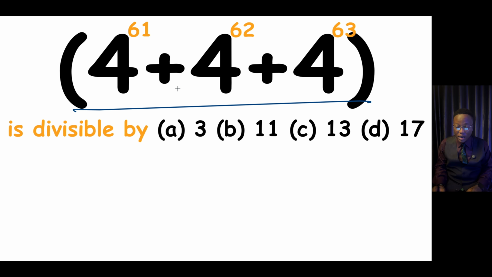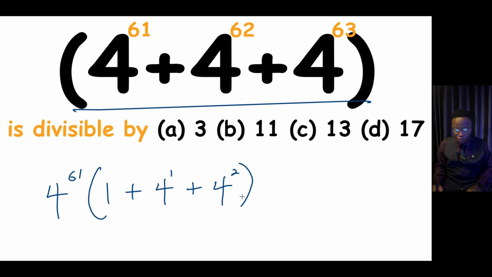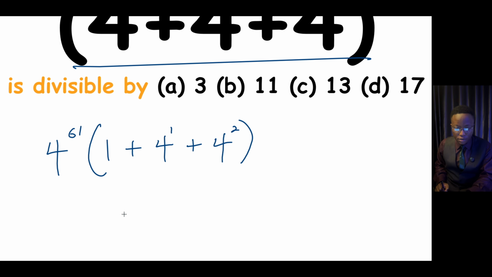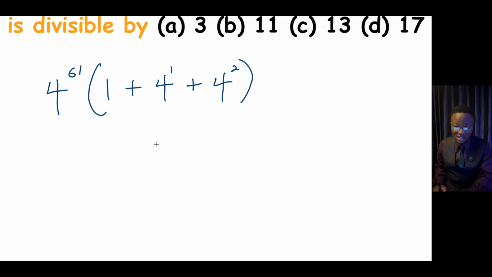The highest common factor in the bracket is 4 raised to the power 61. So we're going to say 4 raised to the power 61 into what's left here, 1 plus 4 raised to the power 1, you can have it there, plus 4 raised to the power 2. You know your indices says that 4 raised to the power 61 multiplied by 4 raised to the power 1 is 4 raised to the power 62, according to the laws of indices. So you understand how that goes. So what do we do next? Now I wrote 4 raised to the power 1 for the sake of understanding, just so you know.